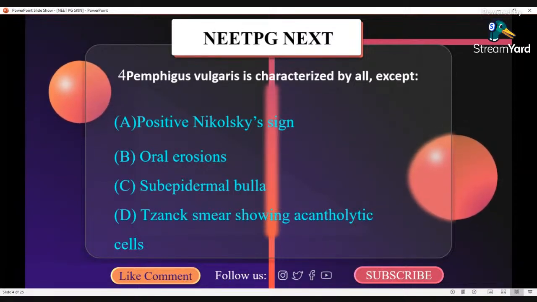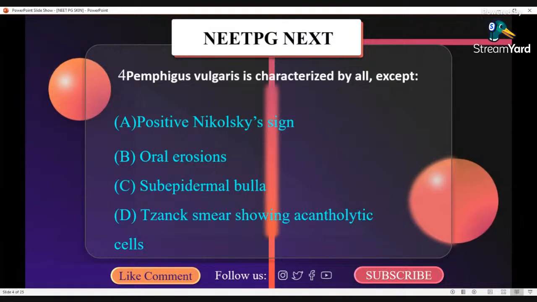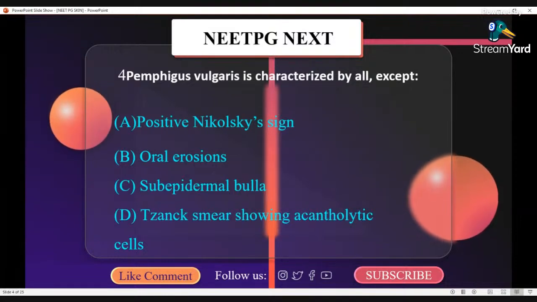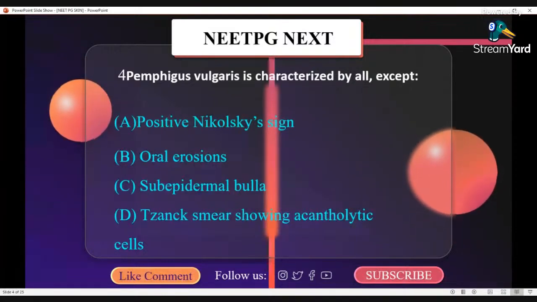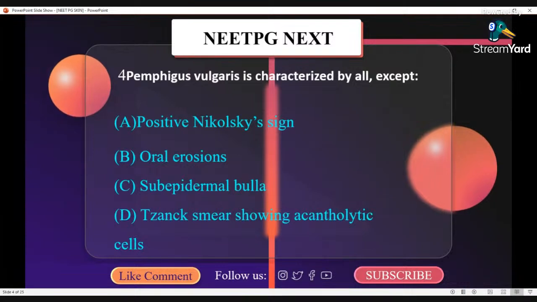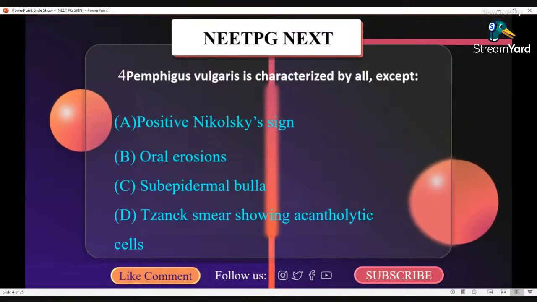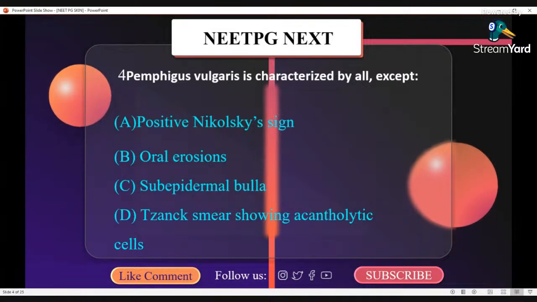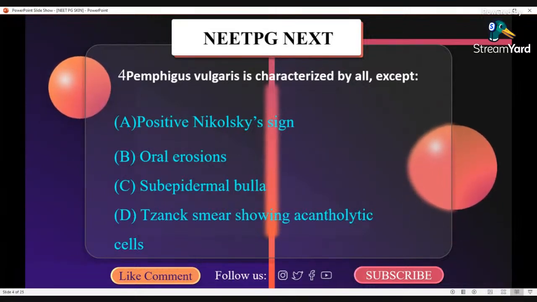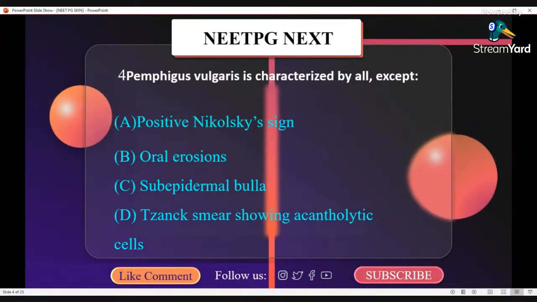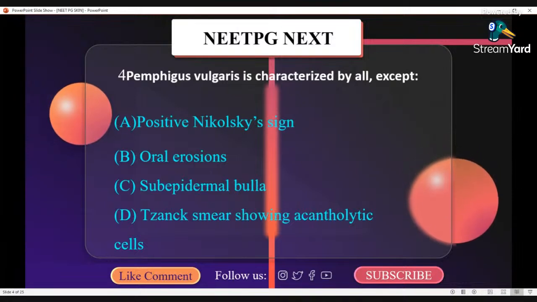It is classified as type 2 hypersensitivity reaction. Nikolsky sign is positive. The disease most commonly affects middle-aged or older people, usually starting with a blister that ruptures easily.